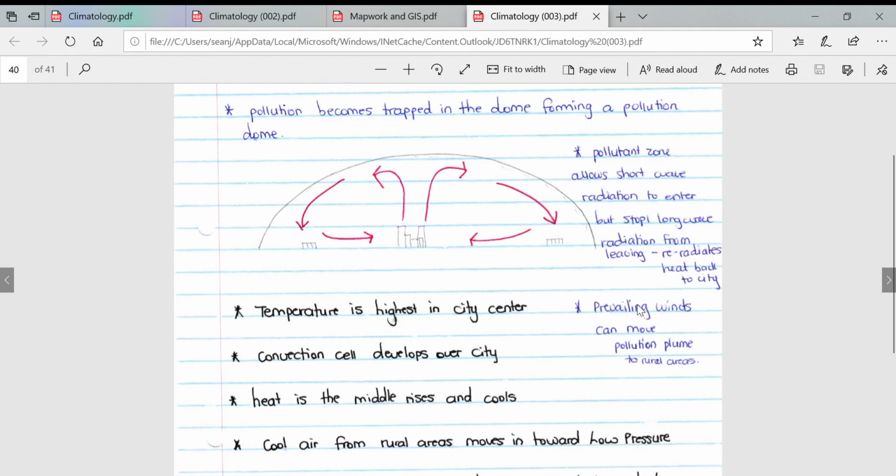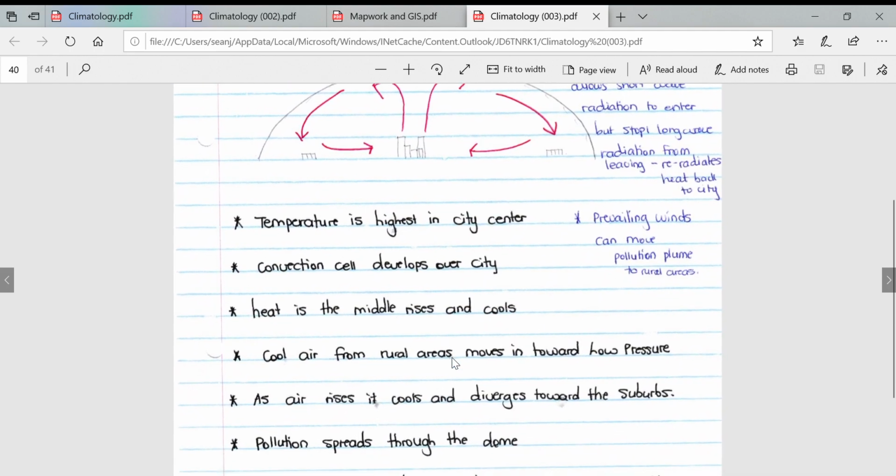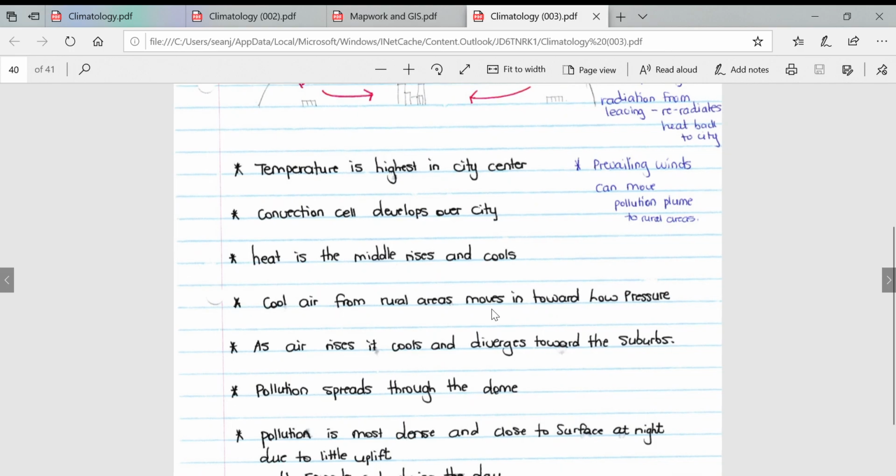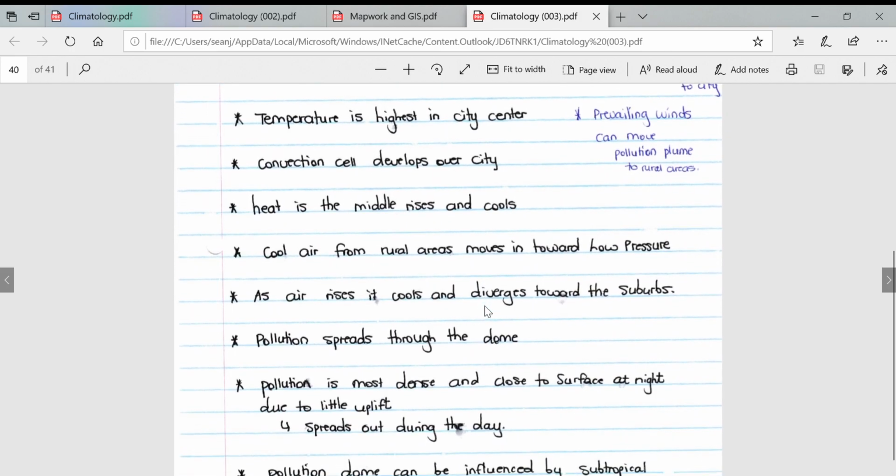Prevailing winds can move the pollution plume to the rural areas, which is another effect that can be experienced. Temperature is highest in the city center. A convection cell develops over the city. Heat is in the middle. Heat that's in the middle rises and cools, forming condensation. Cool air from the rural areas moves in toward the low pressure over the urban areas. As the air rises, it cools and diverges towards the suburbs.